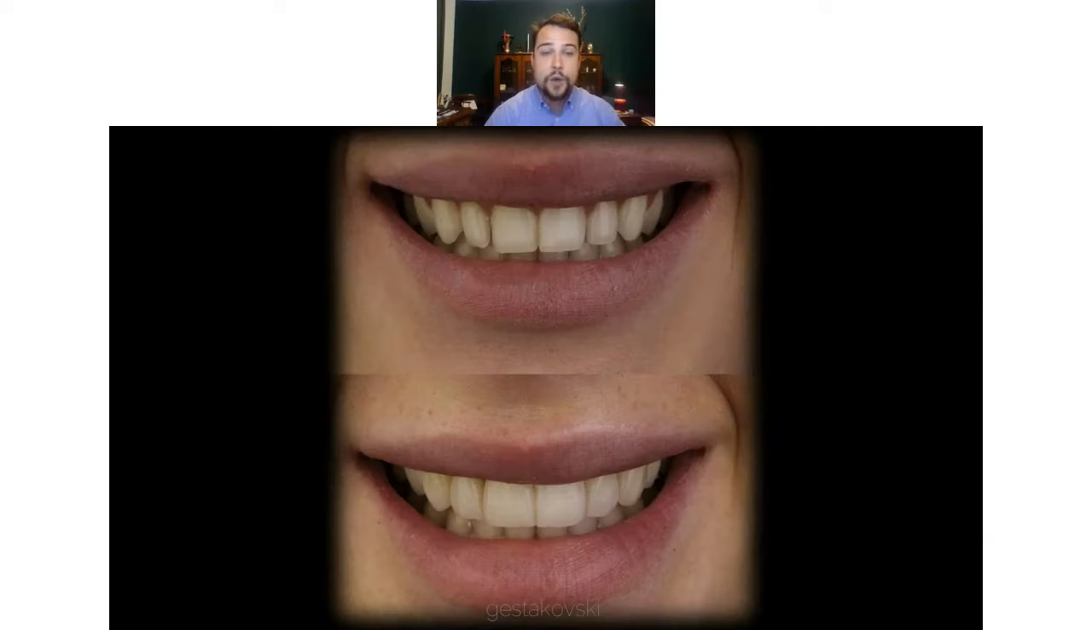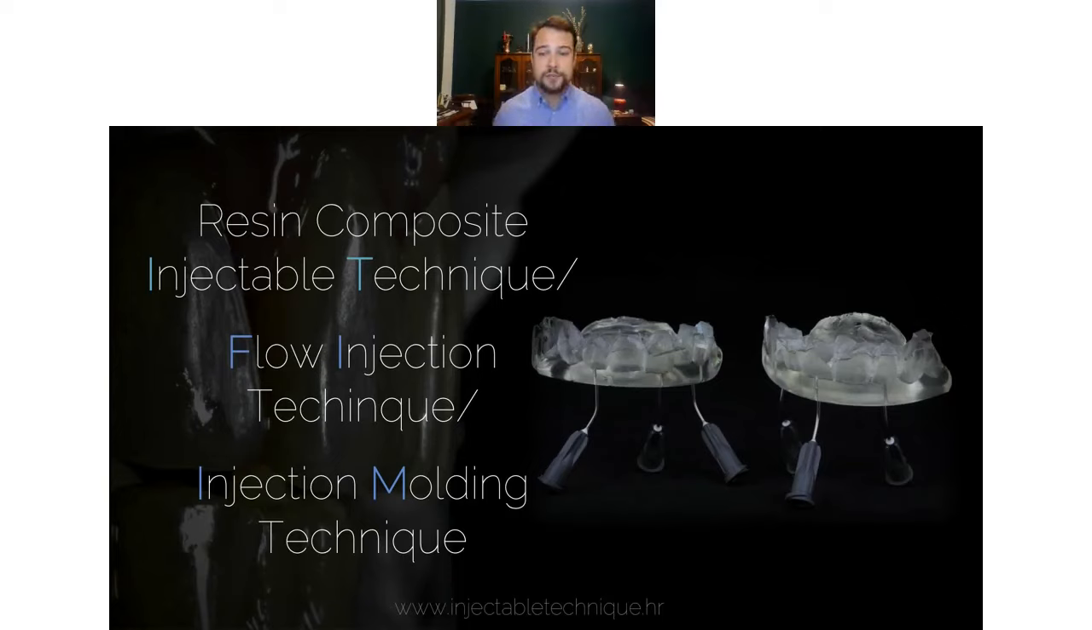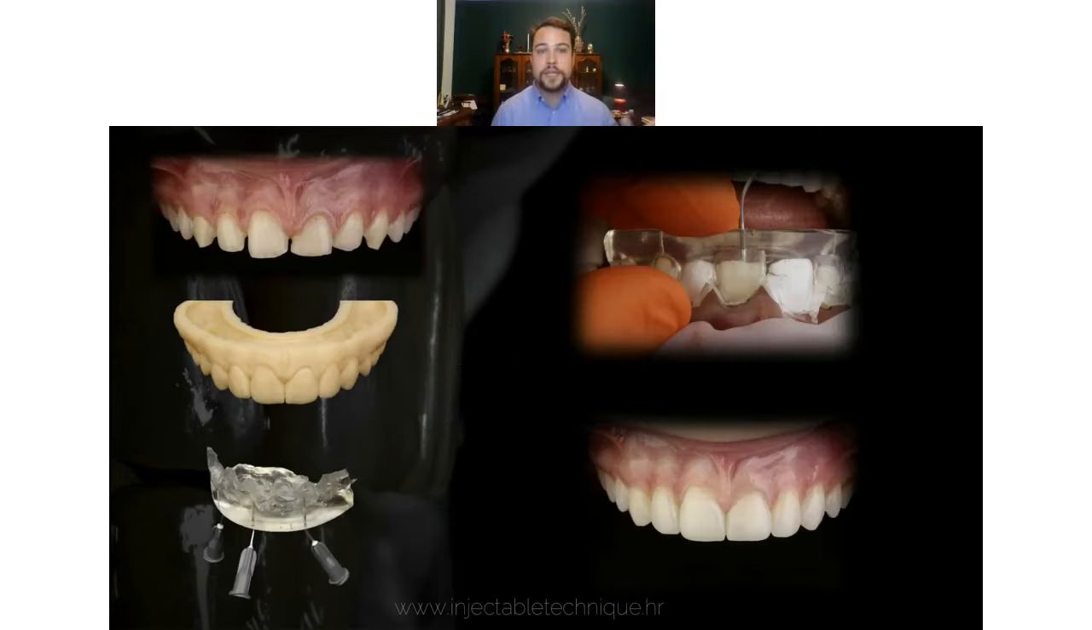So let's see how we can get from the upper to the bottom result very efficiently. When we speak about the injectable technique, there are different synonyms for this, as I would prefer to call it, concept. It is resin composite injectable technique, flow injection technique, injection molding technique, the synonyms for the same thing, where we are basically copying our plan with the transparent silicone index that you can see in the photo directly in the patient's mouth. So here we have the initial situation of the patient, which was later on waxed up.